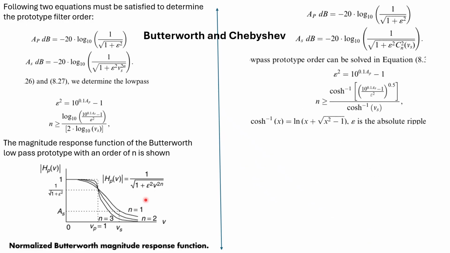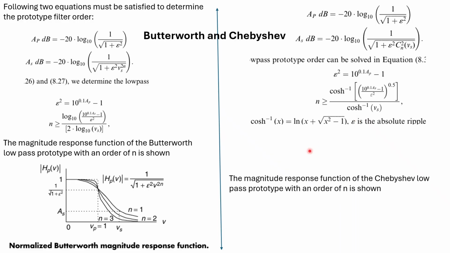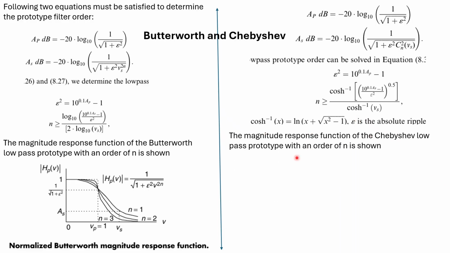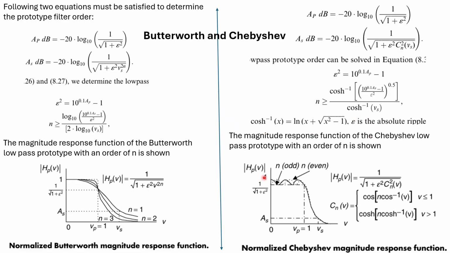Similarly for Chebyshev, here are Ap and As, and the order you can calculate using this equation. And the zeta, that is the ripple factor, you can calculate using the same equations, that is eta is equal to the square root of 10 to the power 0.1 Ap minus 1, right? And the cos inverse you can find out. Since it has the 1 dB or 0.5 dB ripple, you can check that it will have ripple, so this is not a smooth curve.